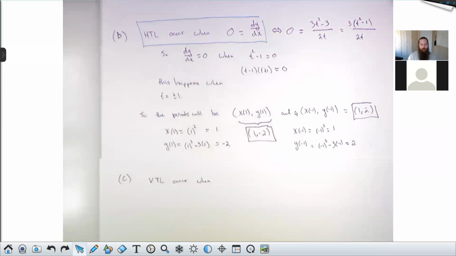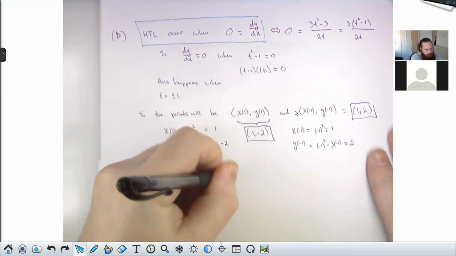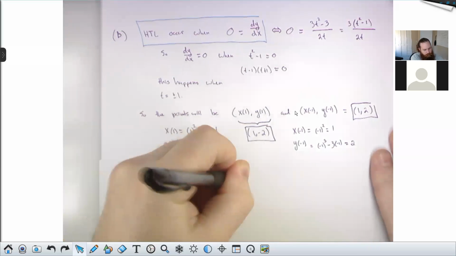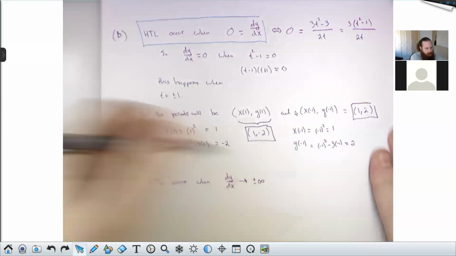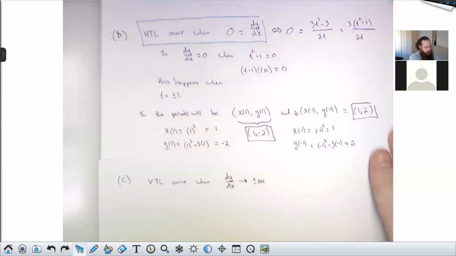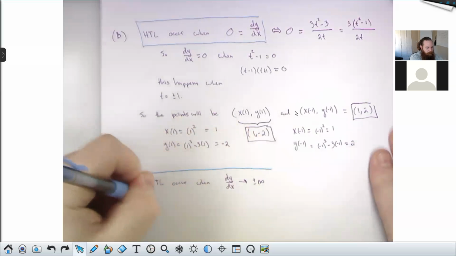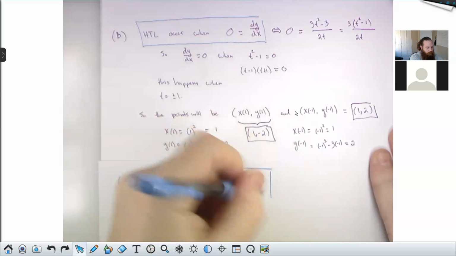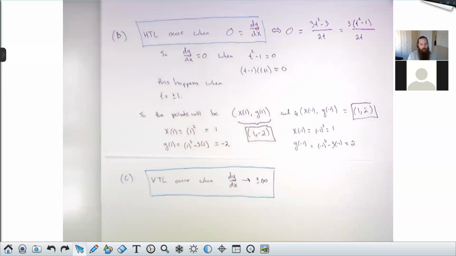Does anybody remember what the derivative does? Yeah, good. These occur when dy dx tends to plus or minus infinity. It's not just that the derivative needs to be undefined. Derivatives can be undefined in a bunch of different ways. If you have a hole in your graph, then the derivative would be undefined. If you have any point where you're not differentiable, the derivative would be undefined. We need this particular kind of undefined, where the derivative has a vertical asymptote.